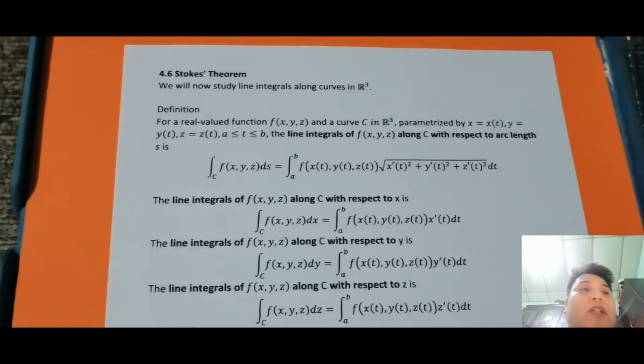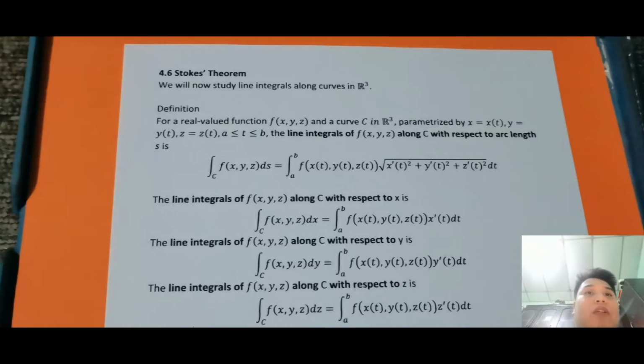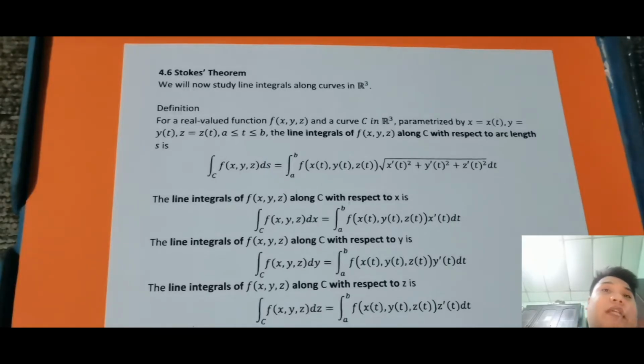Kung naalala nyo, yung line integral natin is diniscuss ko lang over 2 variables. Meaning nasa 2-dimensional lang tayo doon, nagparameterize lang tayo in terms of 2 variables. So ngayon, what if i-extend ko siya in 3 variables since calculus 3 na tayo. Now, we will study line integrals along curves in R3. Pagpasensya nyo na medyo mahaba yung video na to kasi pre-introduction nga ito nung mga theorem. I-extend lang natin.